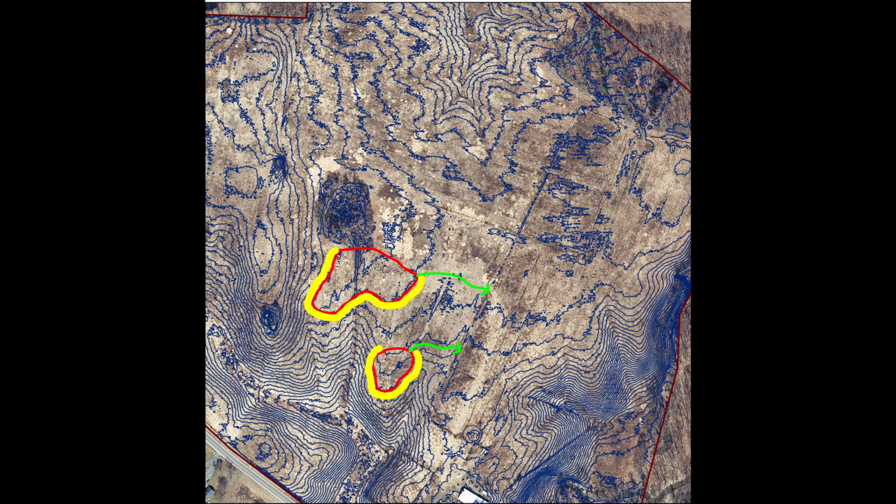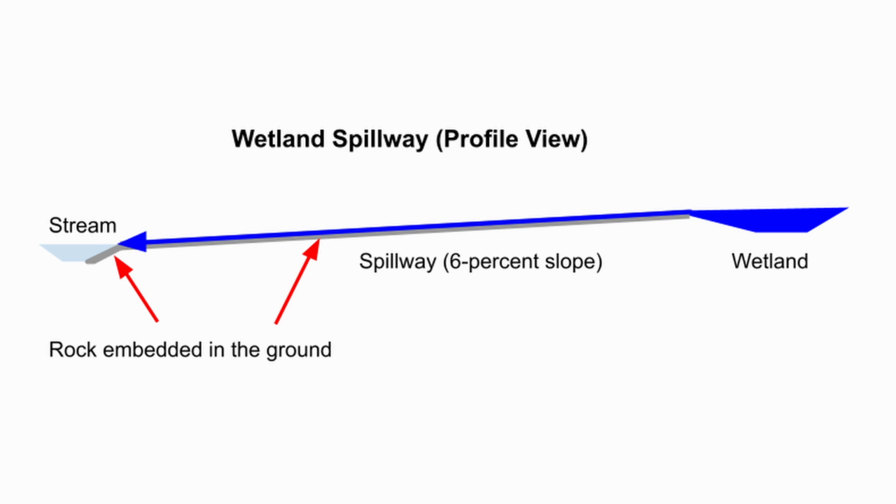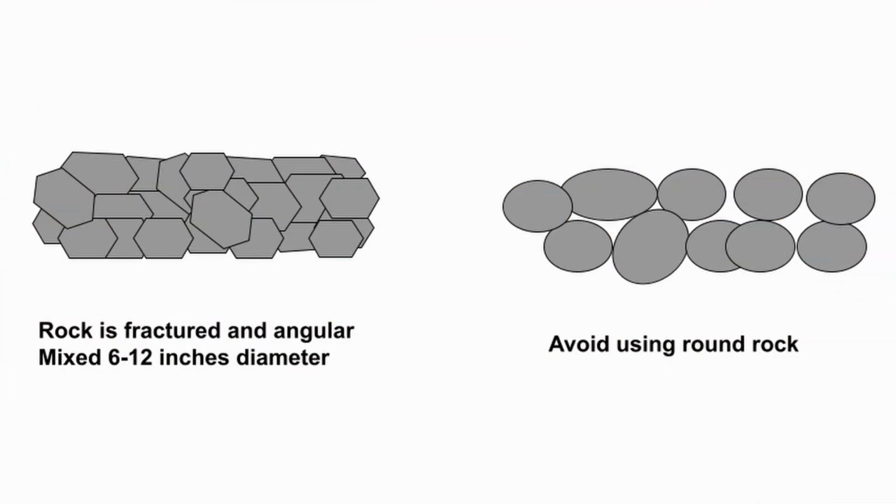The spillways would be built on slopes less than 1%, and each spillway would end in a drainage that is fully vegetated with no head cuts or erosion. Spillways that are built with a slope steeper than 1% should be armored with rock that is embedded into the ground to control erosion. Rock that is angular or fractured should be used when armoring a spillway. Fractured rock can be compacted so it fits tightly together, just like the pieces of a puzzle. The rock should be mixed in size from 6 to 12 inches in diameter. Avoid using round rock because it cannot be locked together.